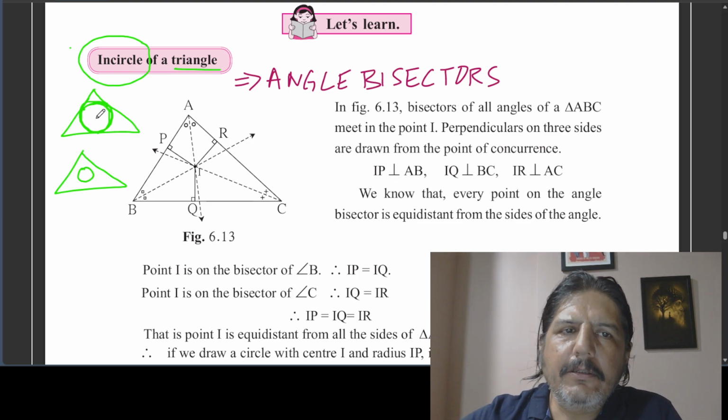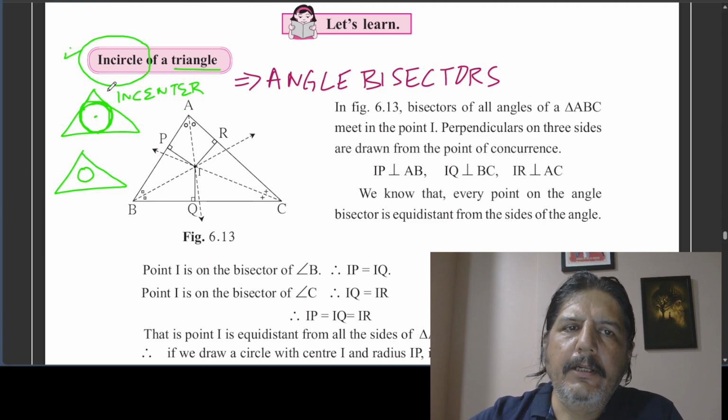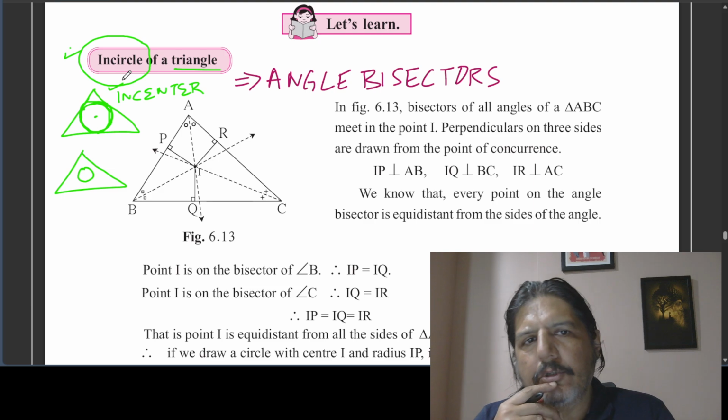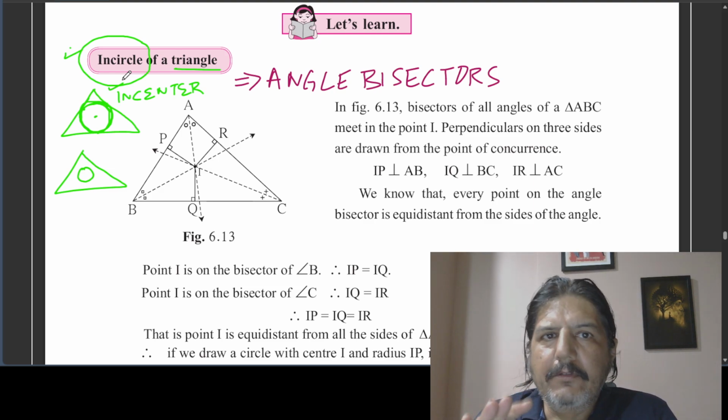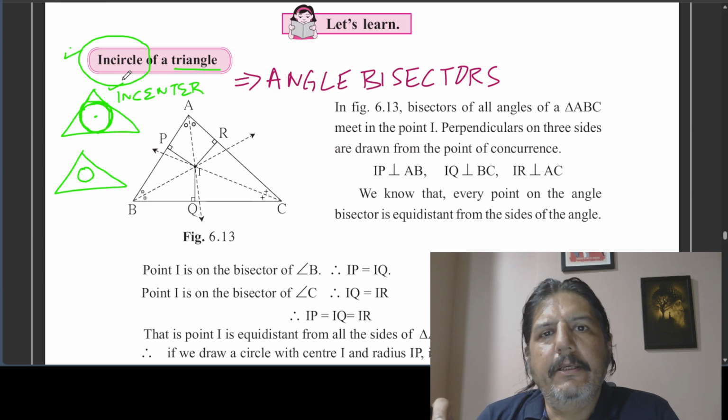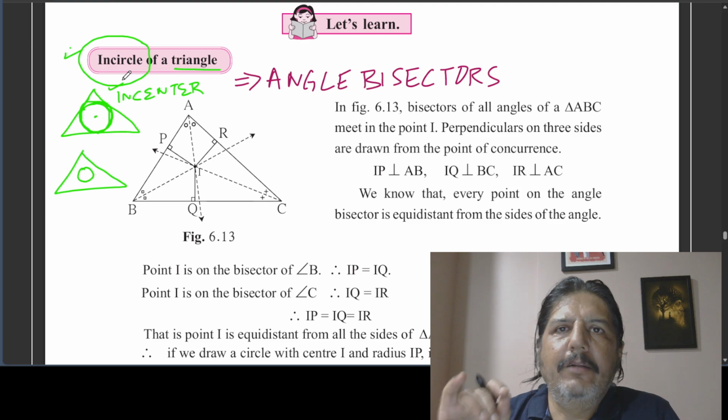And the center of this particular incircle is called the incenter. So incircle, incenter. The short answer is you can cram it if you get confused. The incircle is always drawn by using angle bisectors.